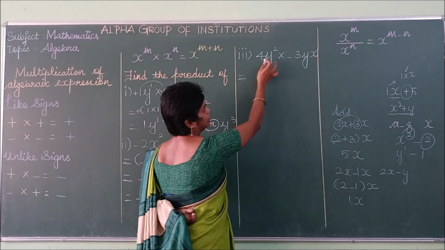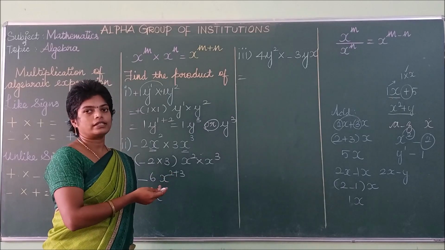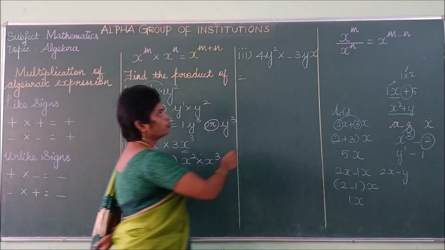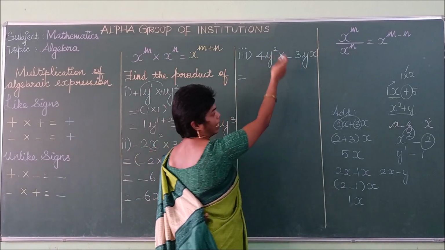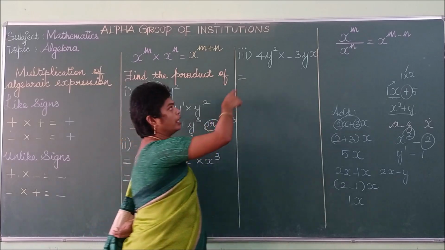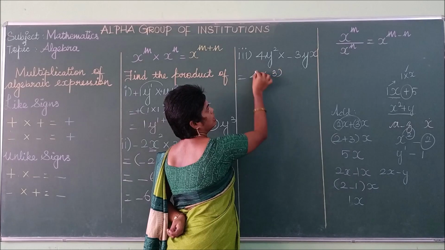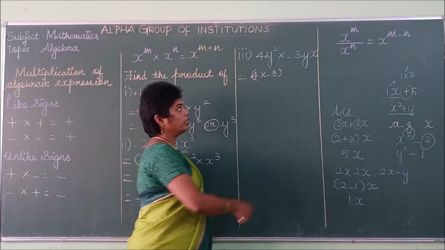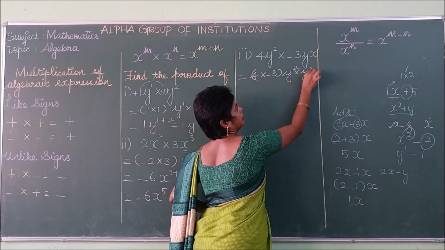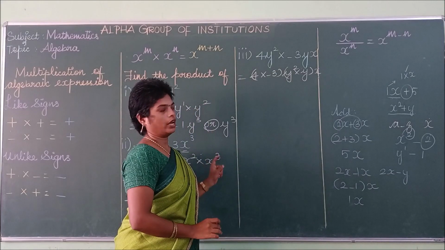Check here: the base is y squared only, but for the next term both x and y will be there. If the bases are the same, you can add the powers. Before that, you have to multiply the coefficient terms. So write the coefficients first: 4 into minus 3. Then what are the terms given here? y squared into y into the next term.